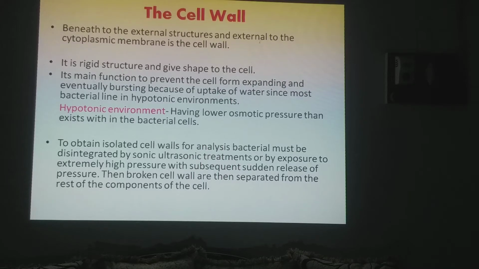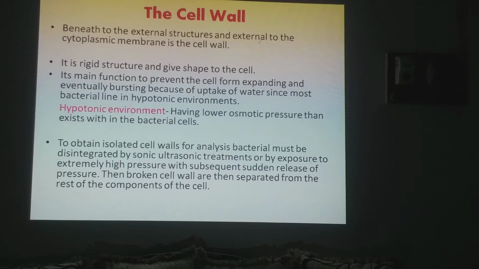Beneath the external structure, there are many internal structures that exist in the cell, like the cell wall, then the periplasmic membrane, then the cytoplasm, then nucleic material which is embedded in the cytoplasm, then ribosomes, and so on. I mean, there are many. External to the cytoplasmic membrane, there is a structure known as the cell wall. So today we will discuss the cell wall of the bacterial cell.